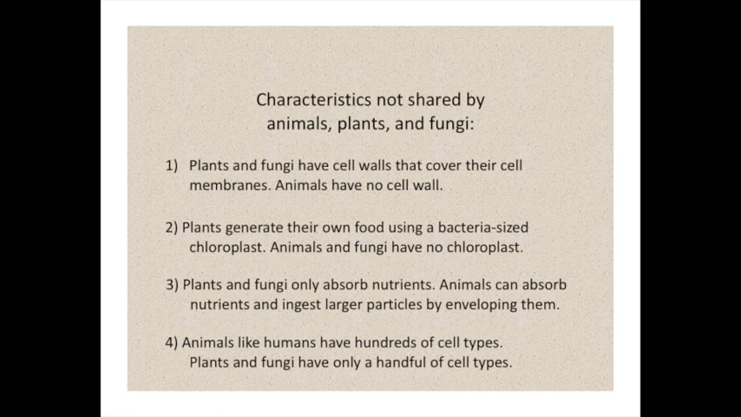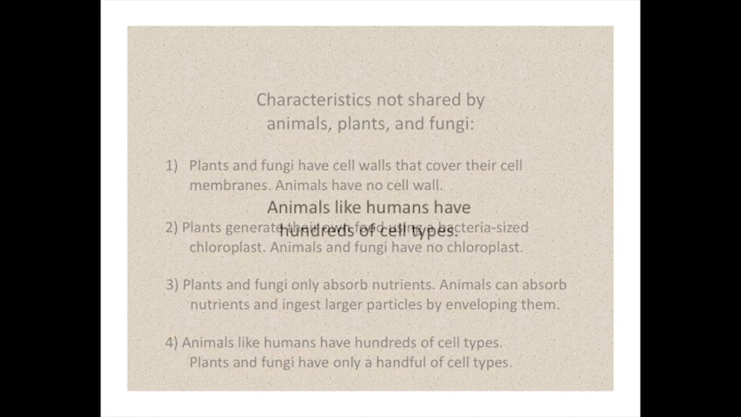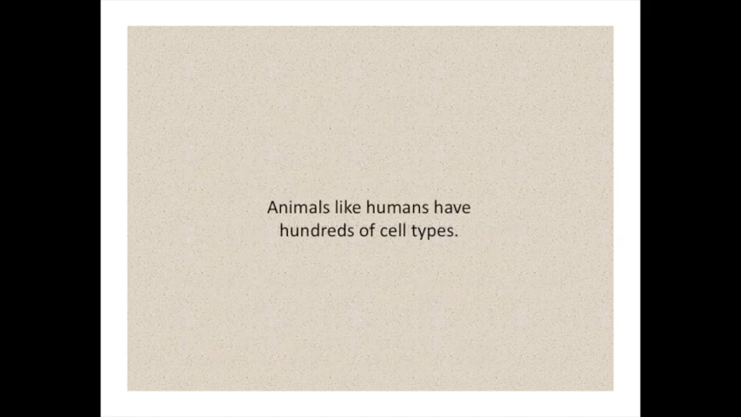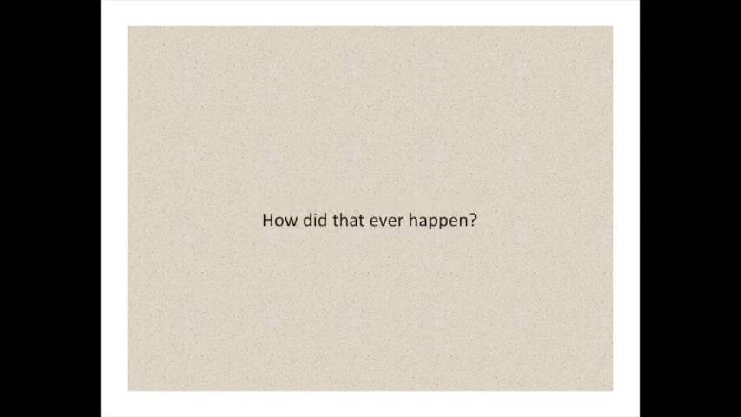Animals like humans have hundreds of cell types. Plants and fungi have only a handful of cell types. Let me repeat that. Animals like humans have hundreds of cell types. Plants and fungi have only a handful of cell types. How did that ever happen?